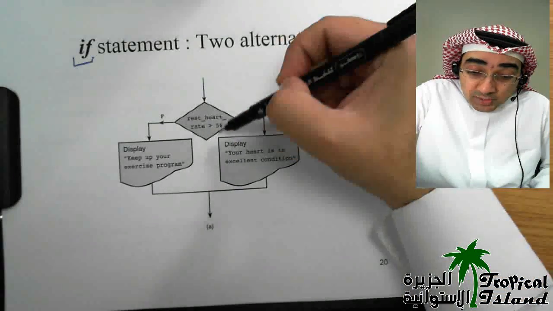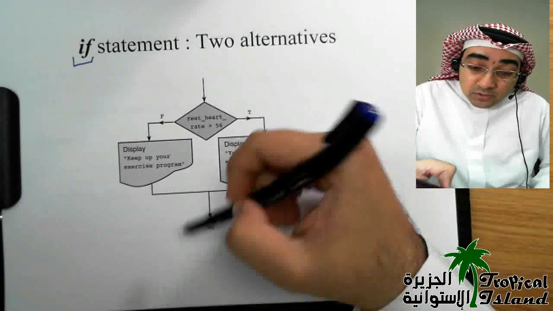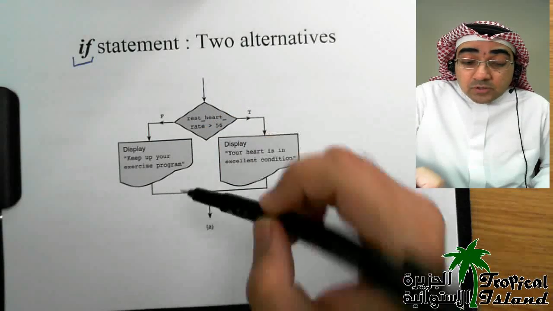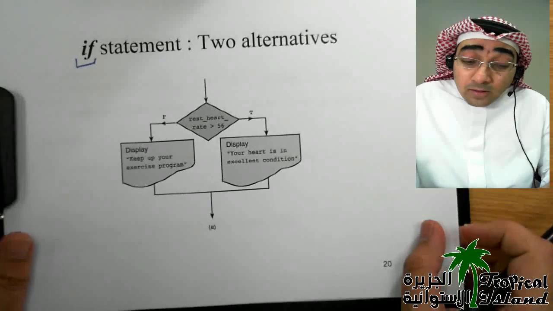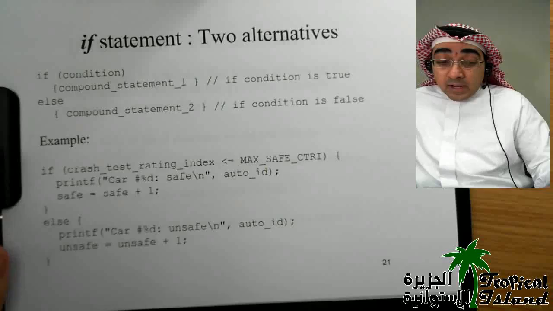So here's how the program will go. It'll come, check the condition. If this condition is true, it's going to display this for the user and continue your program. And if this condition is false, it's going to display this and continue your program. So it's either this or this that you select, depending on the condition. And this is an if statement.